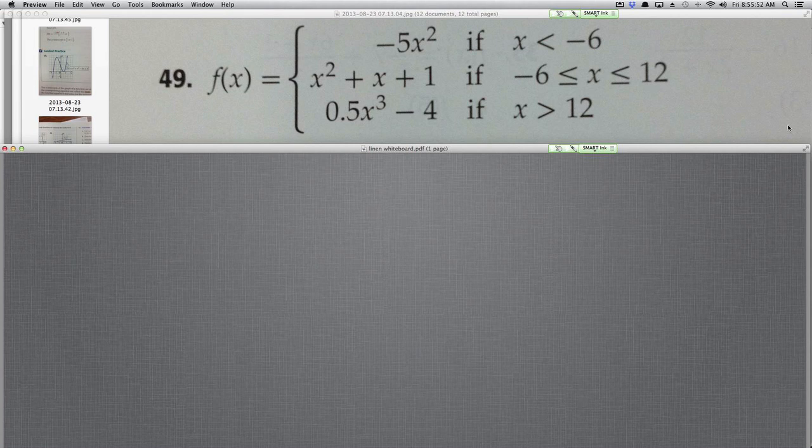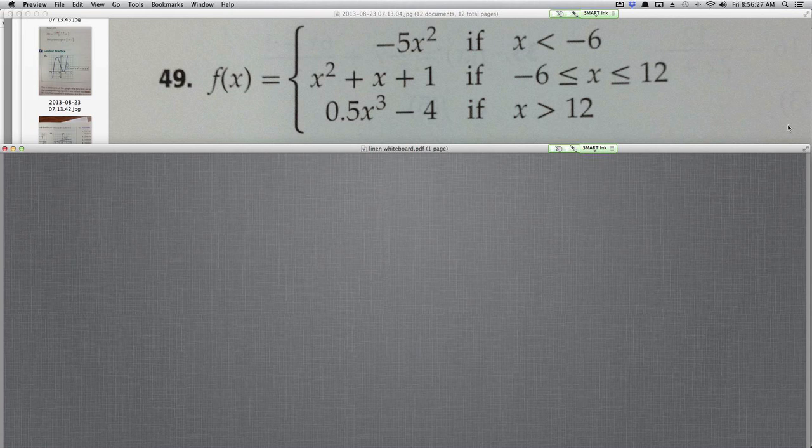Now, the negative 5x squared I only use when it's x less than negative 6. So only from negative 6 out to negative infinity, that's when I use the top one. The middle one I use when I'm dealing with x values between negative 6 and 12. And then my last one I use when I'm dealing with x values bigger than 12. So I've got three different functions inside of this function, and I've got three different times when I use each one. So that's what we're doing here.